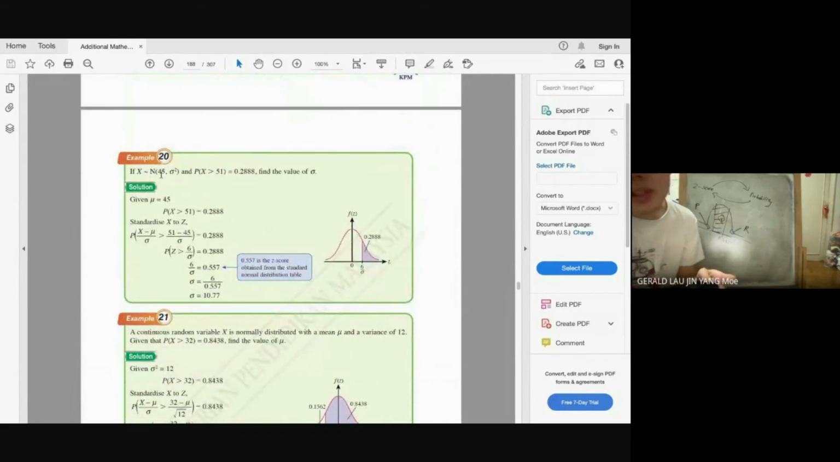Okay, now look at this. If X is normally distributed, 45 is your mean, your variance is not given, and P(X > 51), they want you to find the value of your standard deviation. So when P(X > 51), you have to standardize it. So this one is standardized already. You get this one: Z is more than 6 over the standard deviation. Okay, so they give you the probability. From the probability, you find the Z score.